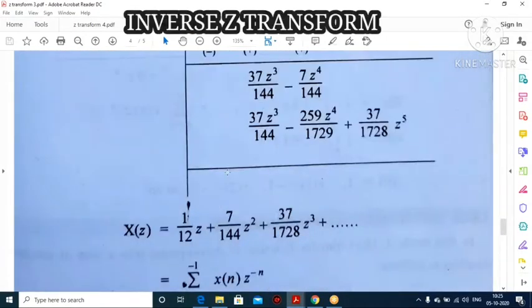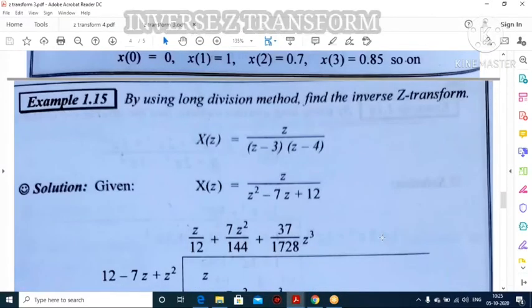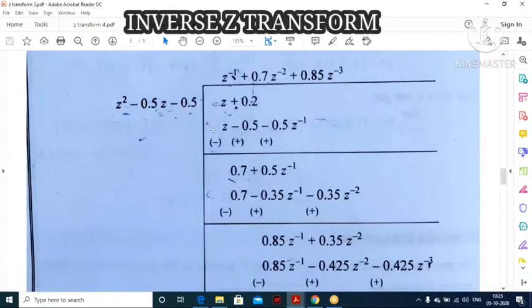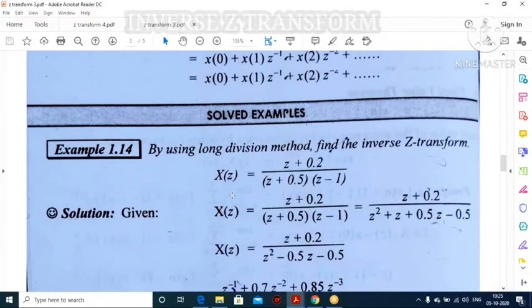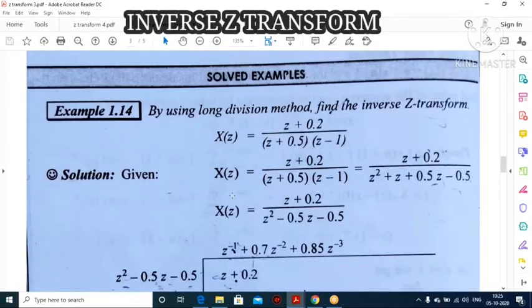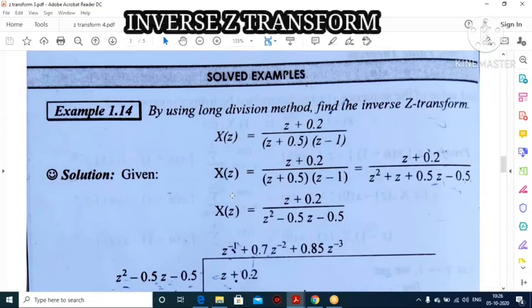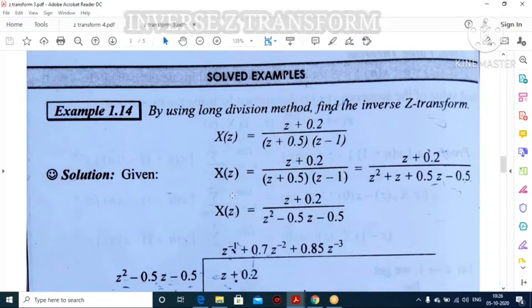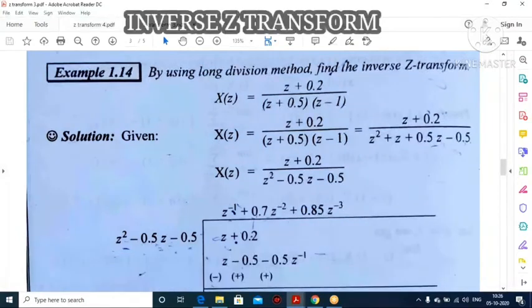You just compare these two problems, so you find out which one is causal and which one is non-causal. That is the condition here. In the first problem, x of n is causal. Sometimes your question may be asked like this: by using the long division method, find the inverse Z transform; first subdivision, if X of z is causal; second, if X of z is anti-causal. Likewise they will be asking. For that, causal means you get negative powers of z.